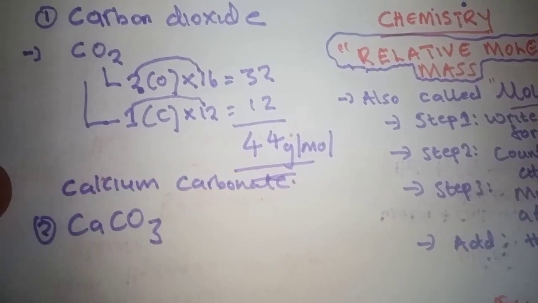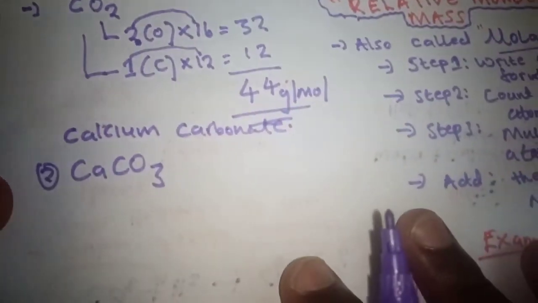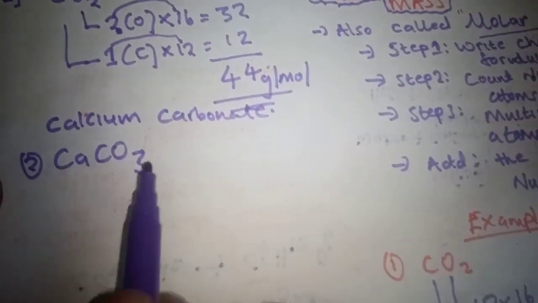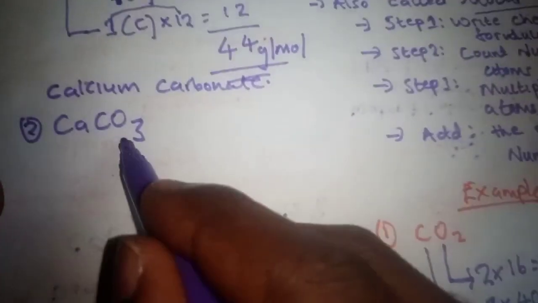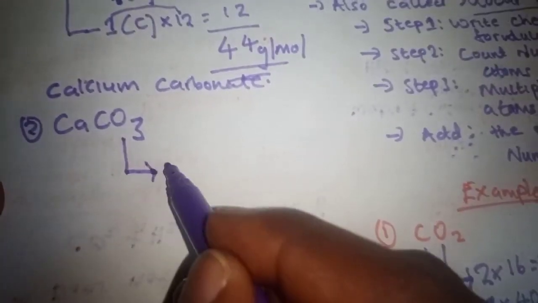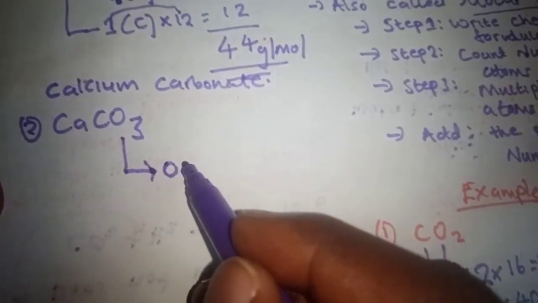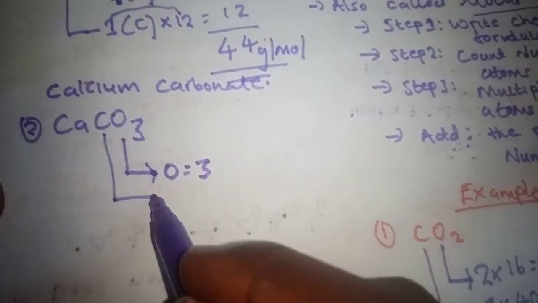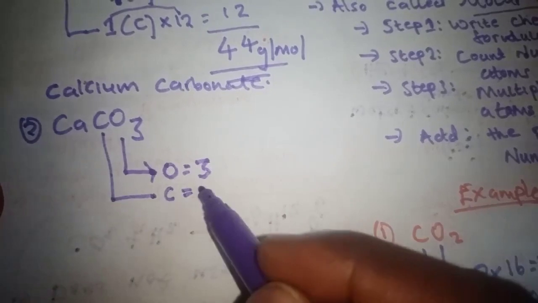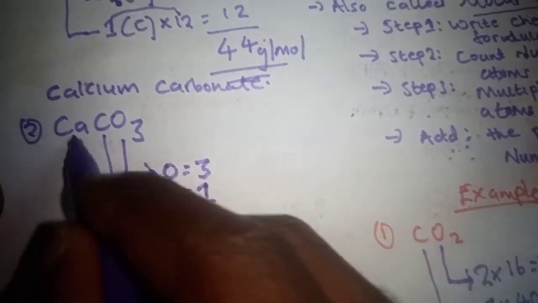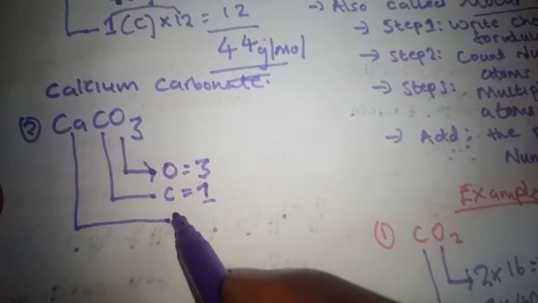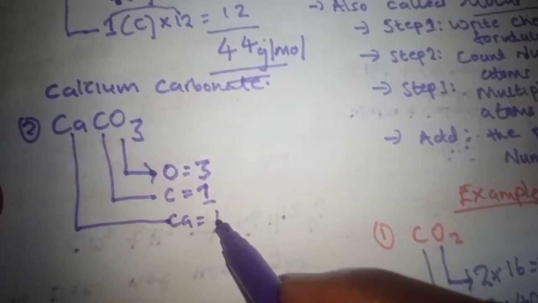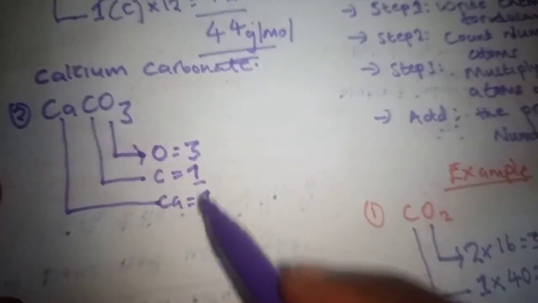So example number 2, calcium carbonate. The chemical formula for calcium carbonate is given here. So we are going to say oxygen. The oxygen atoms are simply 3. Carbon we have 1. Calcium we also have 1. So these are the number of atoms.